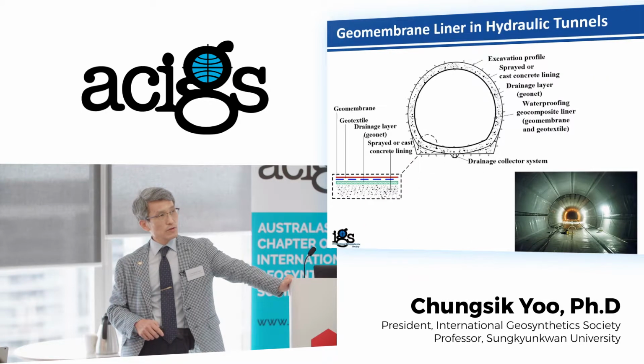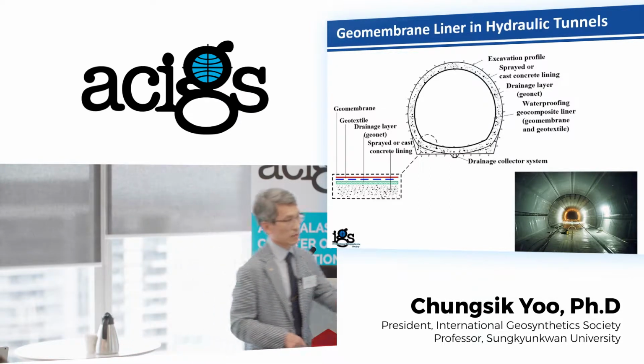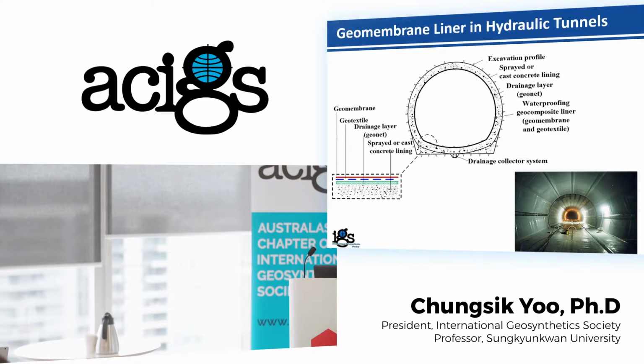Now let me show you the cross section. Let's suppose this concrete lining is deteriorated. And what we do is, now this is deteriorated concrete lining.